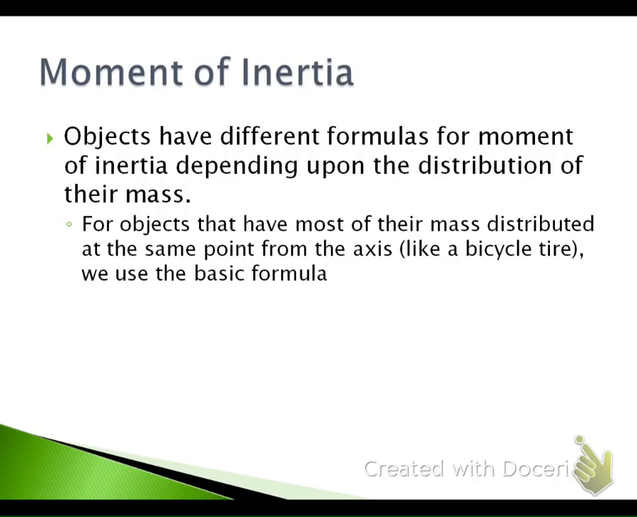Most of the mass of this object is distributed at a distance from the axis point. So if you think about a bicycle tire, there's a point of axes, and then there's some small, kind of negligible wires or metal, spokes, that fan out from that axis point, but most of the mass is at a certain distance from that axis, which would be the radius.